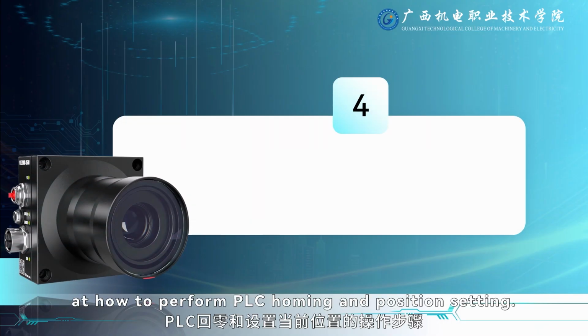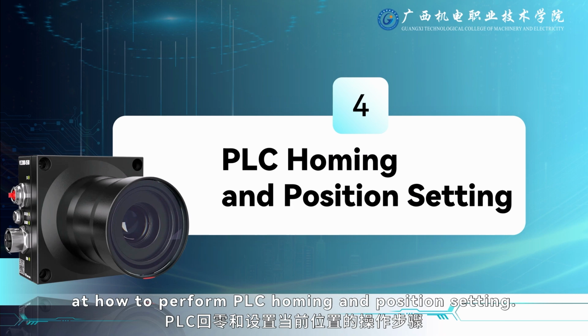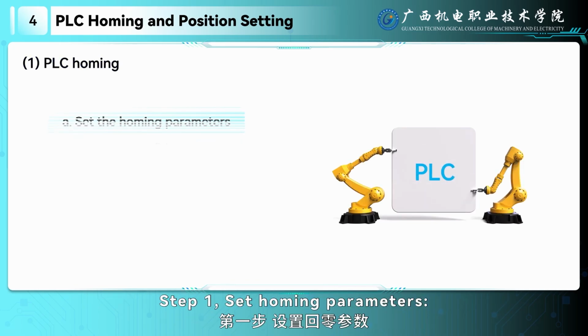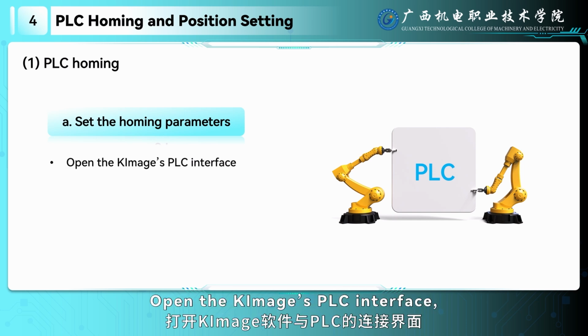Next, let's look at how to perform PLC homing and position setting. 1. PLC homing. Step 1. Set homing parameters. Open the Calibration PLC interface.